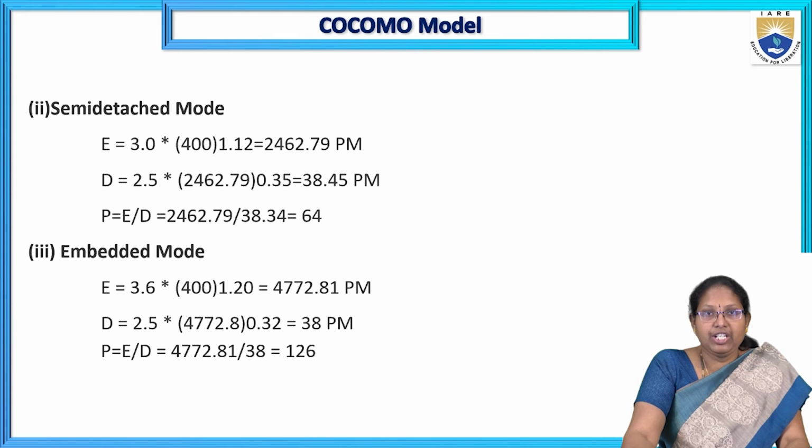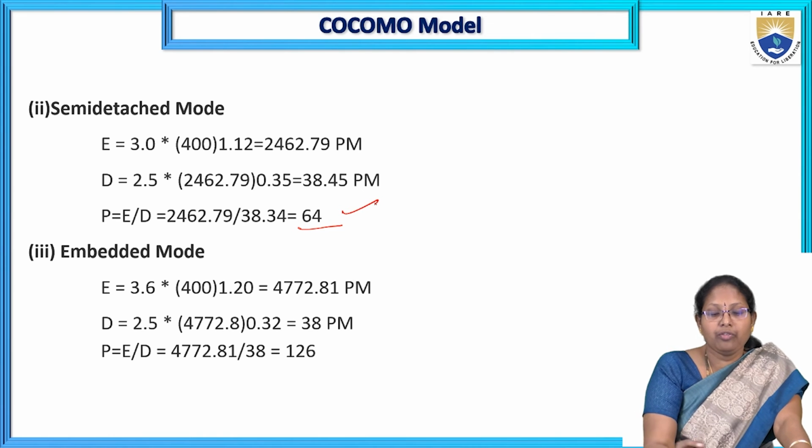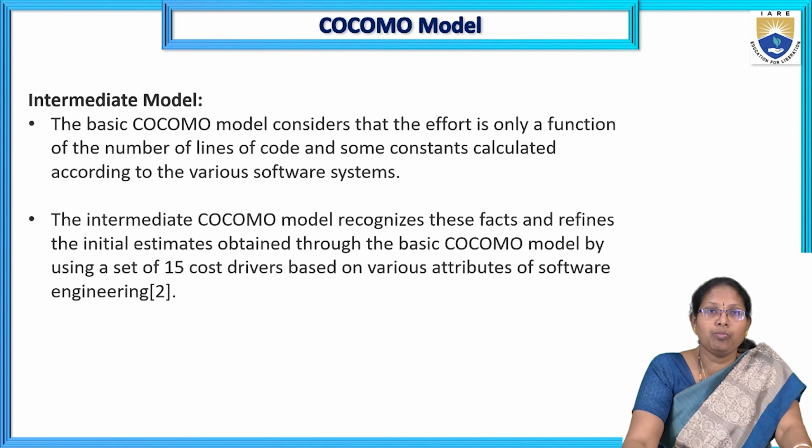The same thing is applied using the semi-detached mode values. Then the persons required for semi-detached is 64. For embedded mode, it requires 126 persons to complete that particular project. This is the basic COCOMO model.